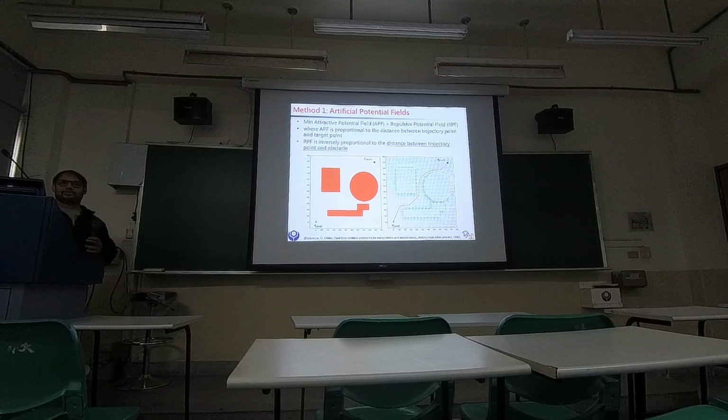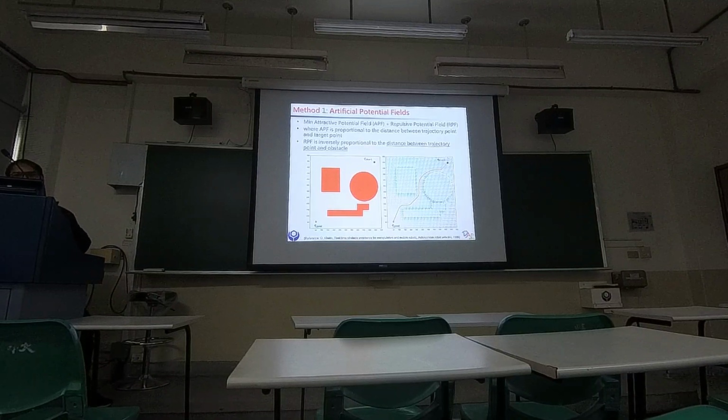What this does is that the goal point is the attractive potential, which attracts the field area, and all the obstacles are the repulsive potential, which repels. So with the attractive and repulsive potentials in the closed environment area, this algorithm works, where the APF is proportional to the distance between the trajectory and target points. It is also inversely proportional to the distance between the trajectory point and the obstacle point.